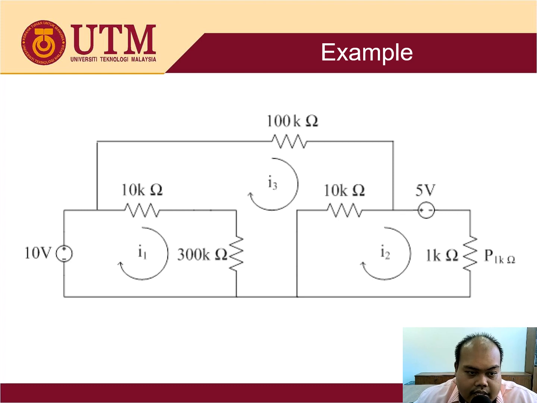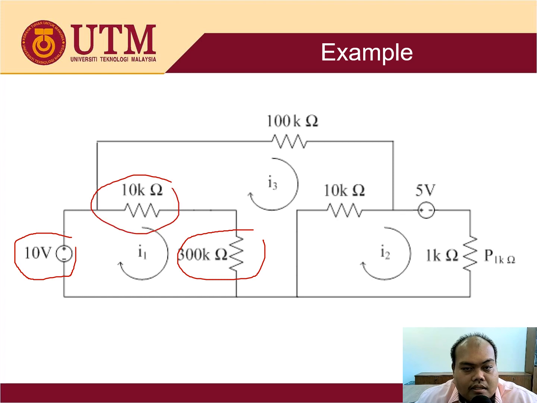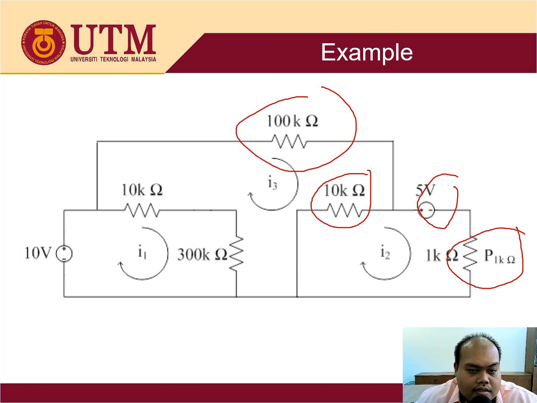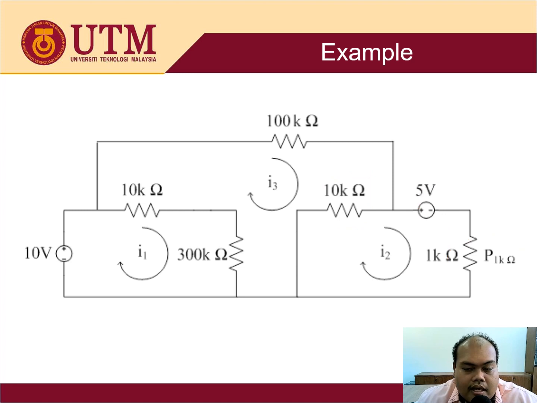I'll give you another example. Start with branches. This is one branch, one branch, one branch, one branch, one branch, one branch, and one branch. So 1, 2, 3, 4, 5, 6, 7. There are 7 branches. Any element that is available is called a branch.